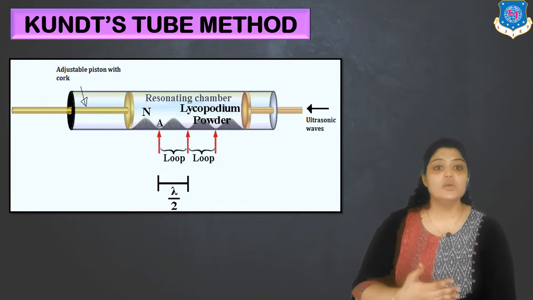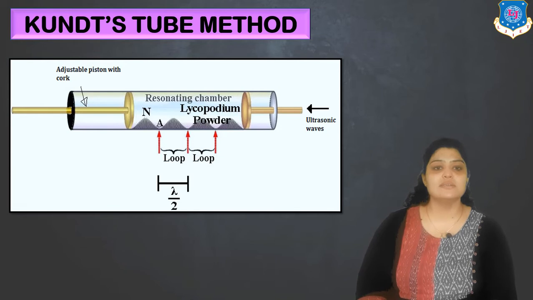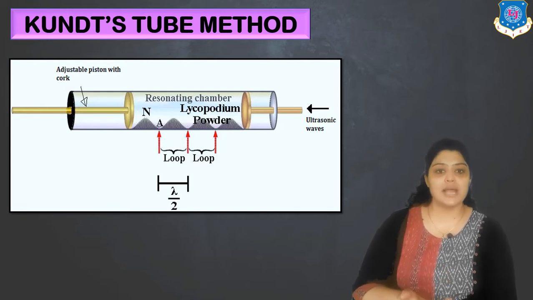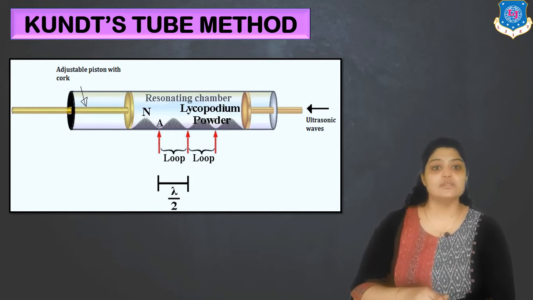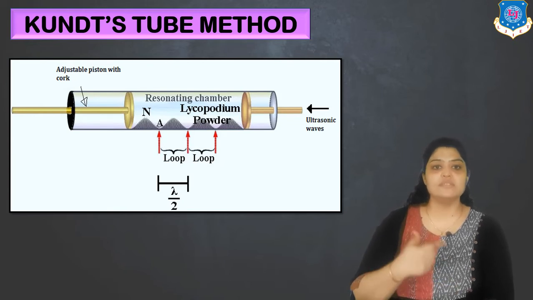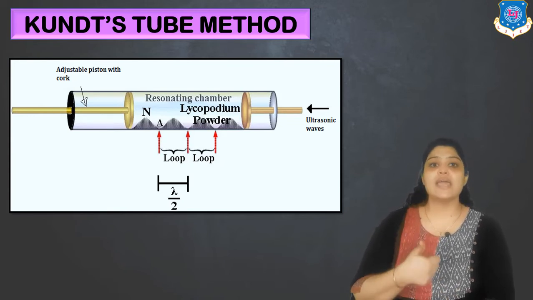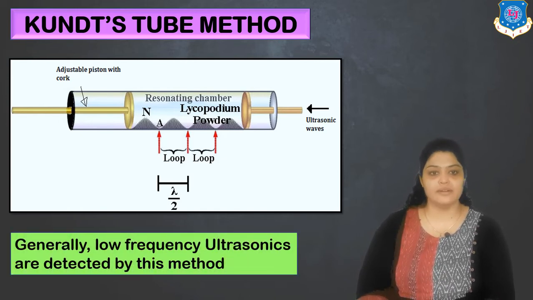According to the loops in the glass tube, we can come to know the wavelength. How? We know that the distance between two nodal points or two antinodal points is lambda by 2, so lambda, the wavelength of the ultrasonic waves, can be calculated from this method. Now this method is not only detecting ultrasonic waves, but it is also giving us the value of wavelength along with frequency. Hence, I can say that the Kundt tube method is also a quantitative method.